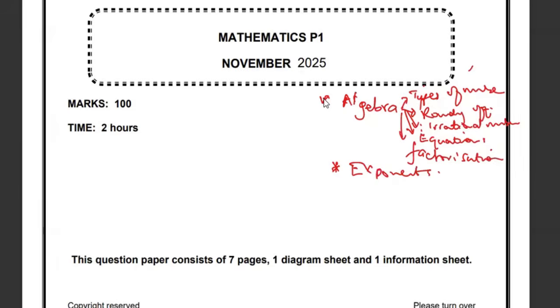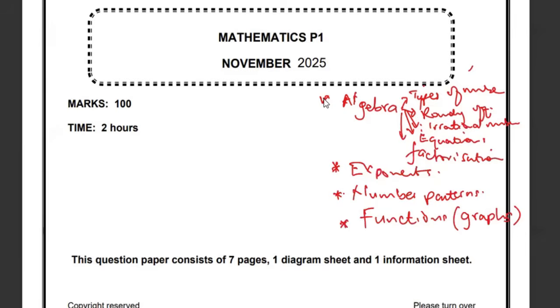So besides the exponents, we have the number patterns. And then from the number patterns, we have the functions. Functions are basically the graphs: the parabolas, the hyperbolas, and exponentials, how to sketch them, how to analyze them, and how to interpret them. Then besides the functions, we also have financial mathematics. And then lastly, we have probability under paper 1.